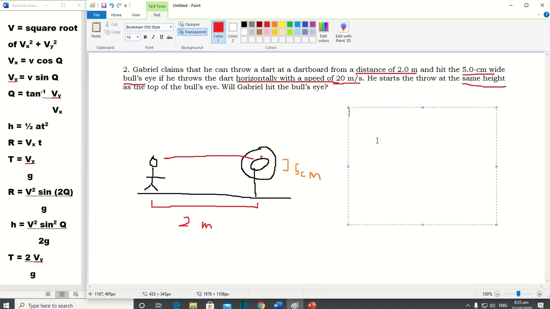So first given, meron tayong range, which is yung 2 meters. Ano pa meron? Meron tayong v sub x of 20 meters per second. And then siguro yung acceleration along the y-axis, which is acceleration due to gravity, na 9.8 meters per squared second. But 9.9 na type ko. Ayusin natin. 9.8. Ayan.